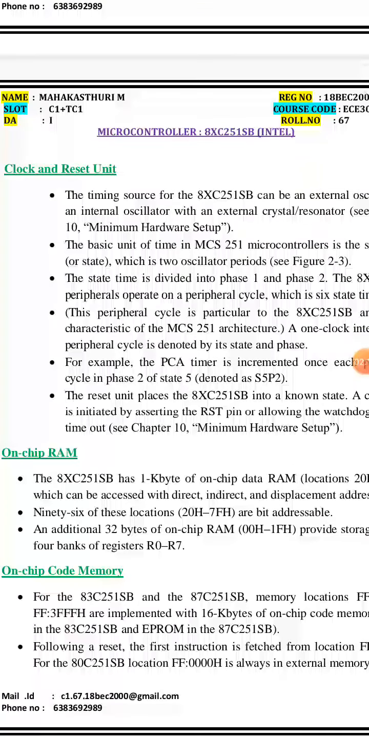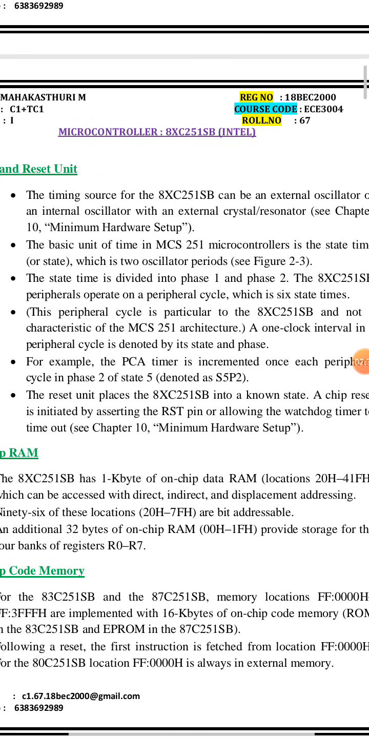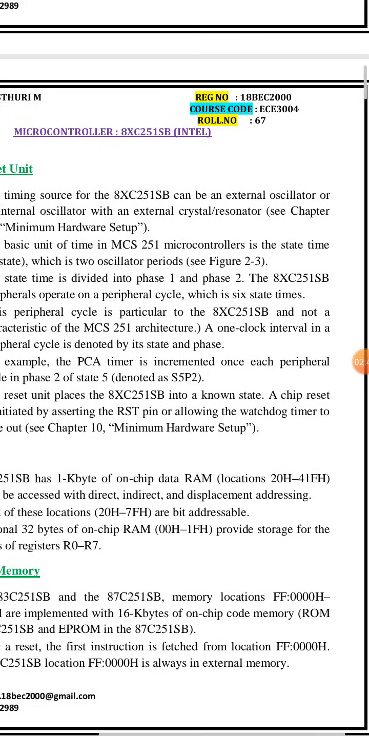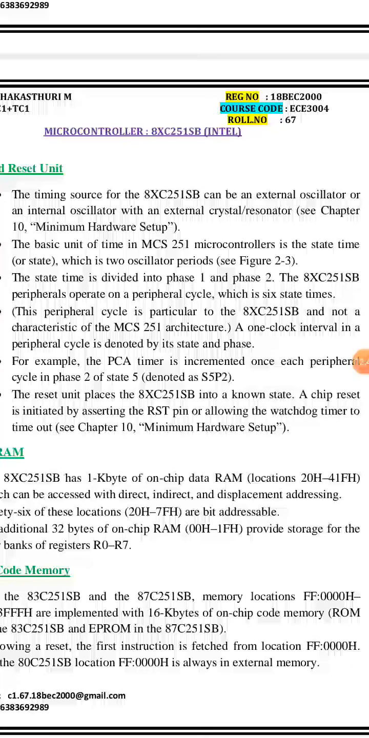Next I move to the definition of the clock and reset unit, the on-chip ROM and on-chip RAM. So what is the clock and reset unit? Basically the timing source for the 8XC251SP can be an external oscillator or an internal oscillator with an external crystal or resonator. The basic unit of time in MCS 251 microcontrollers is the state time, which is 2 oscillator periods. The state time is divided into phase 1 and phase 2, and the microcontroller peripherals operate on a peripheral cycle, which is 6 state times.